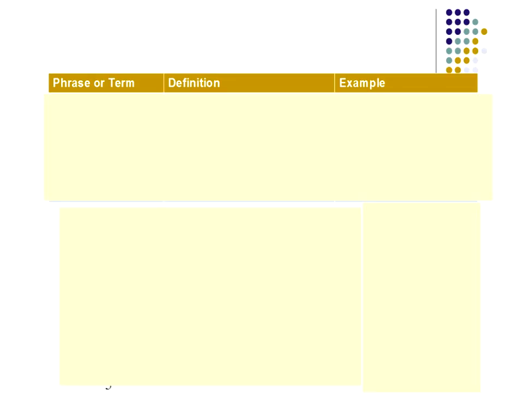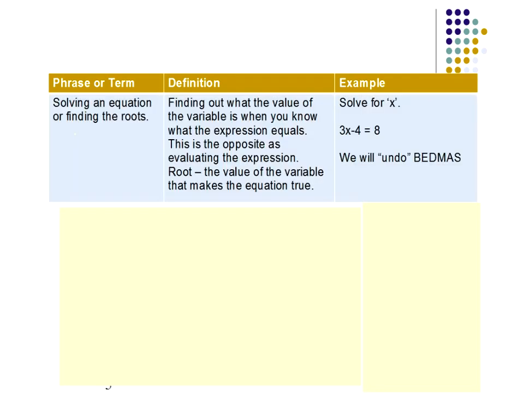Okay, so another very important phrase here is going to be solving an equation, or finding the roots. So what this means is that we're going to take an equation. First of all, an equation has an equal sign. We're going to find out the value of the variable when we know what that equals. So we're kind of doing the opposite of what we were just talking about. We were just finding the value of the expression when we knew the variable. Now we're trying to say, what would be the variable that would give me this value?